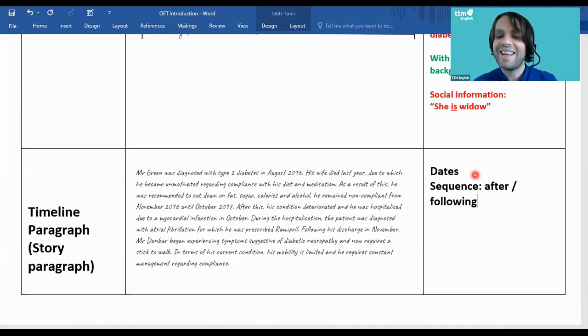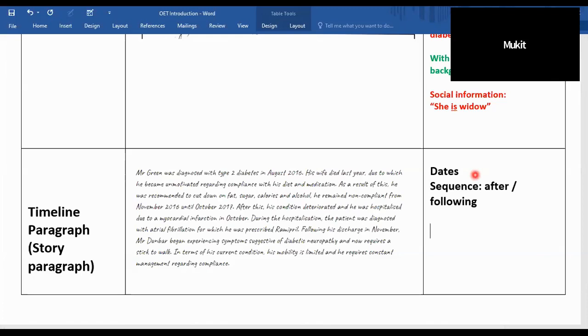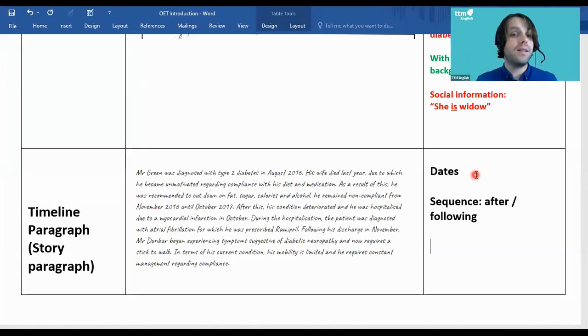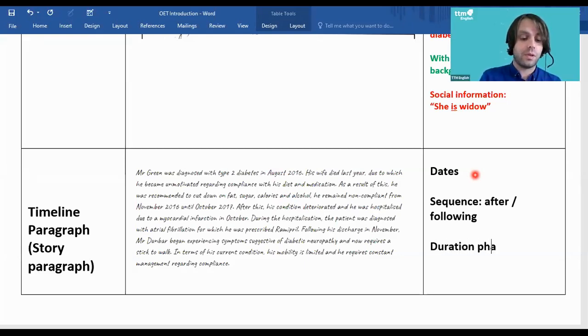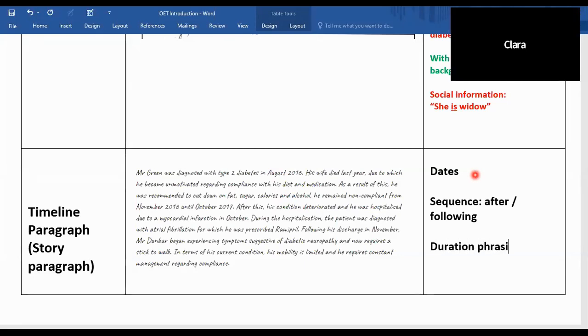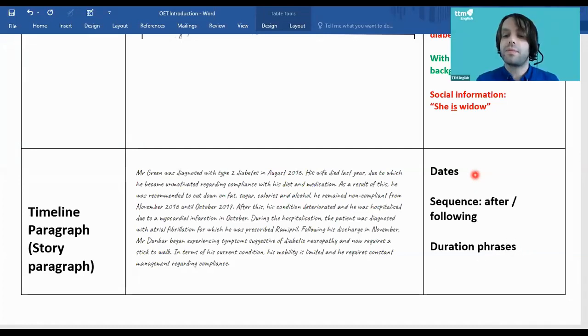After, following, something like that. What else do we need? Different tenses. Duration. We're usually in the past tense, past simple, but you can change the tenses, but it's usually just past simple. Duration phrases, right? Like what? During the hospitalization, during his time. Good. What else?